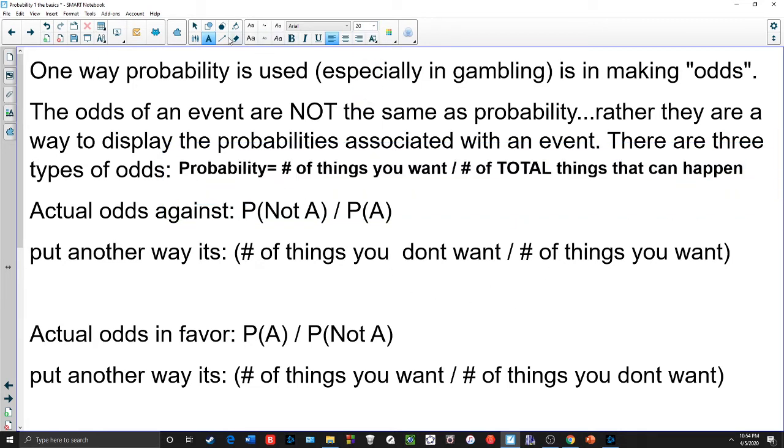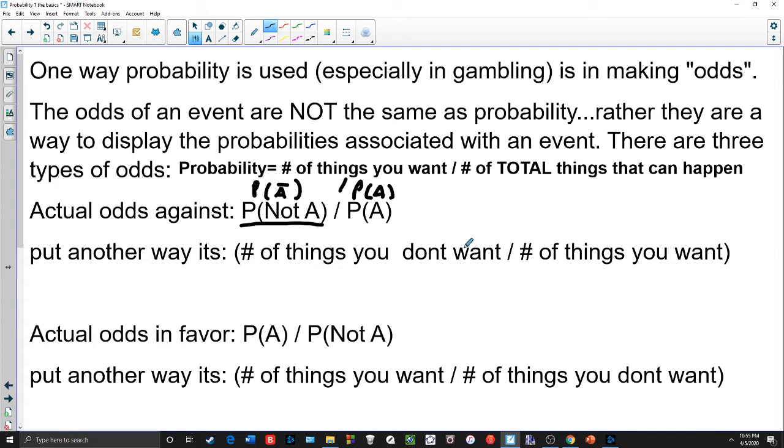Odds are a bit different. Odds are, well, there's actually three of them. So let's talk about odds against, because it's usually one of the more common ones here. Odds against is actually using the probability. It's the probability that something does not happen, or put another way, the complement. So the probability of the complement over the probability of the event. So the chance that something does not happen divided by the chance that something does happen. So it's not the same as probability because it's using probability in order to define it.